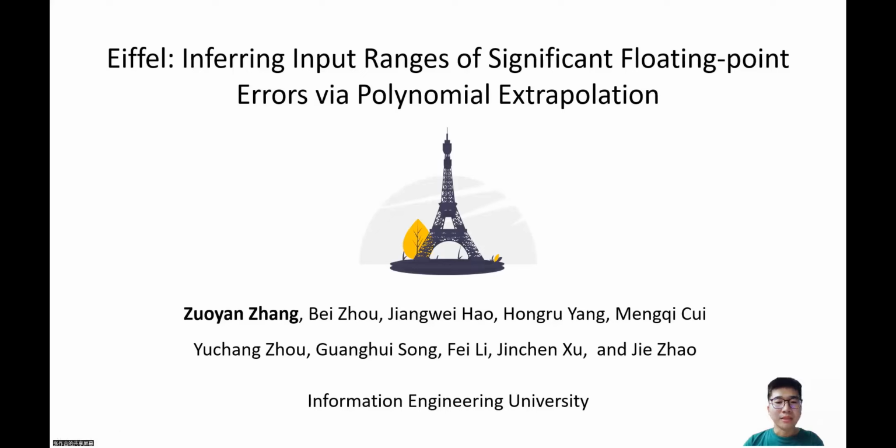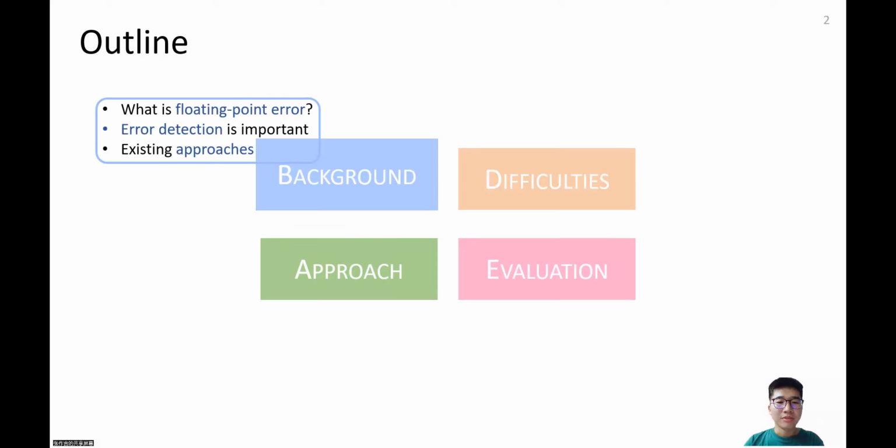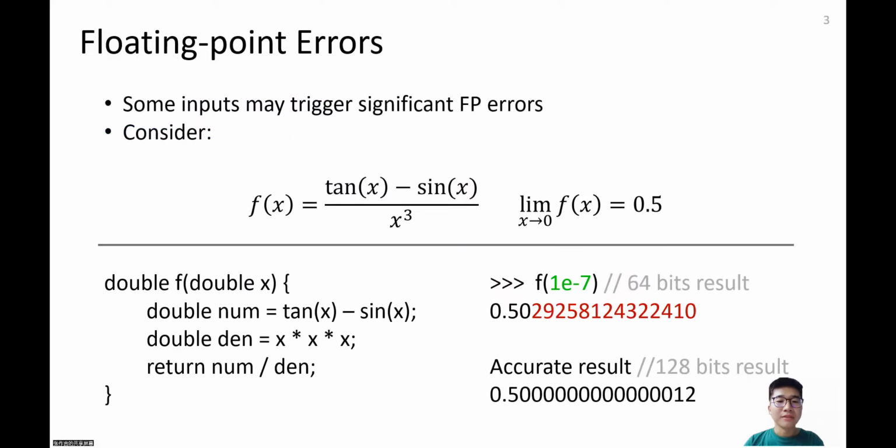The topic I'm asked to speak on is Eiffel: inferring error-inducing ranges of significant floating-point errors with polynomial extrapolation. I'd like to divide my presentation into four parts: background, difficulties, approach, and evaluation. Firstly, I would like to introduce the background of our research.